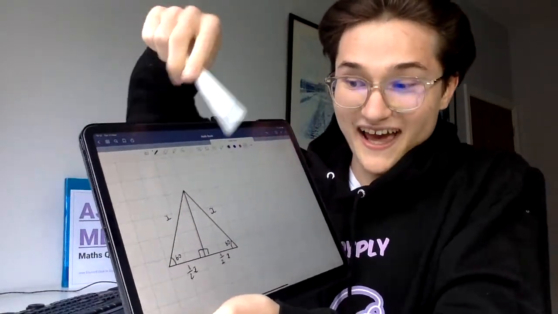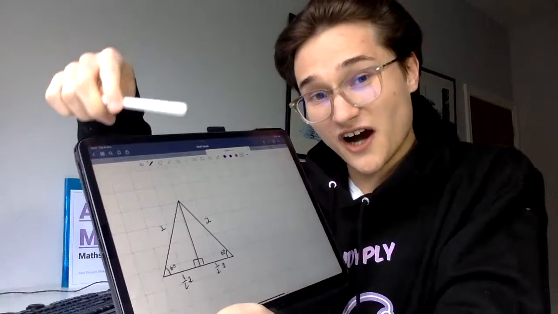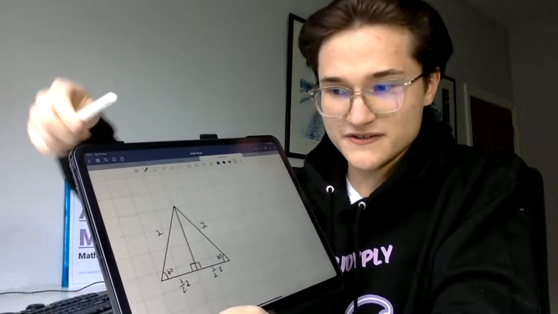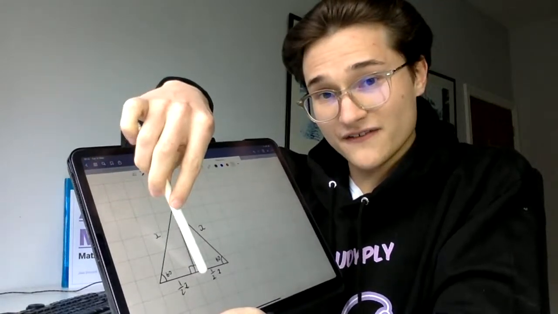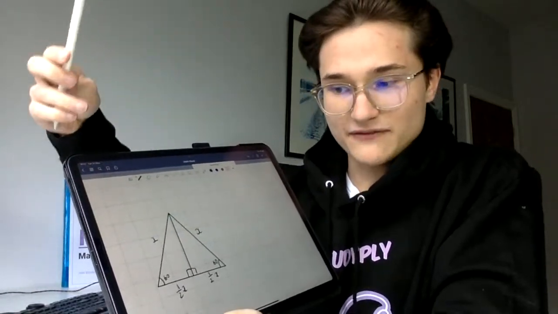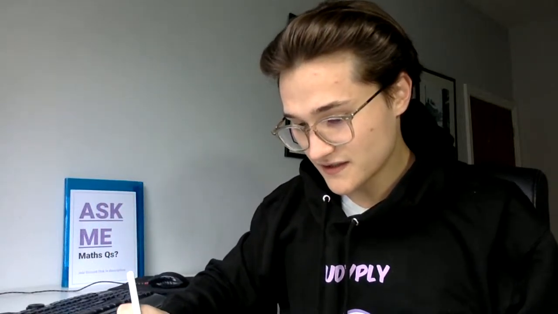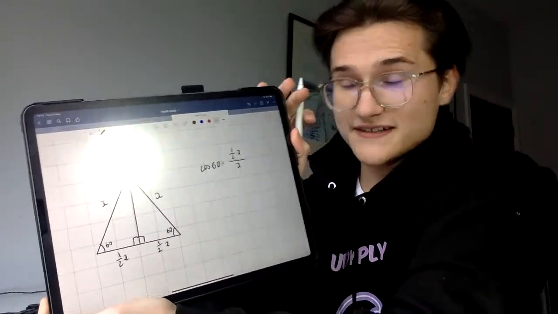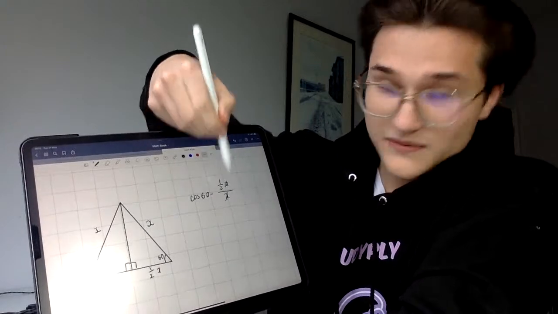So cos 60 is a half. And if you look at this 60 here and we use CAH from SOHCAHTOA, cos of the angle equals adjacent over hypotenuse. Looking here, the adjacent is half x and the hypotenuse is x. So cos 60 equals half x over x. And what's half x over x? Well, those x's cancel out, and we just get a half. So cos 60 is a half.